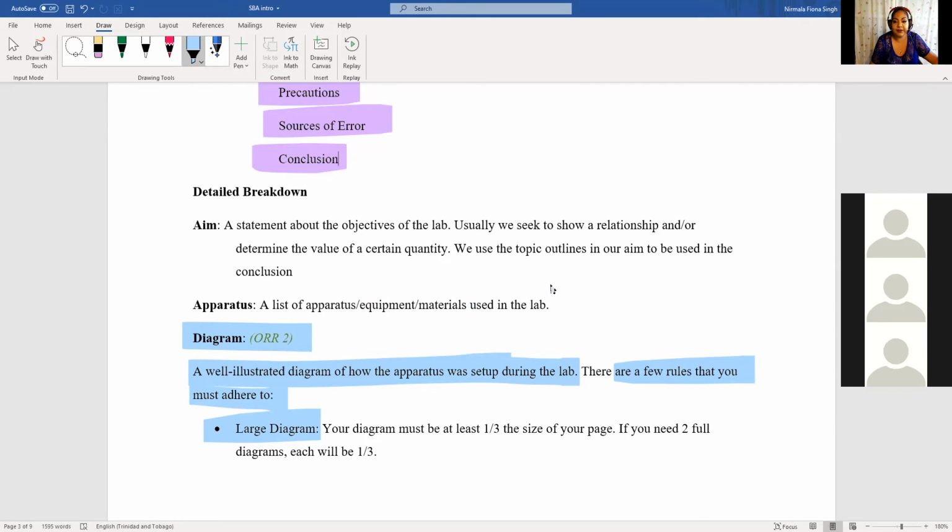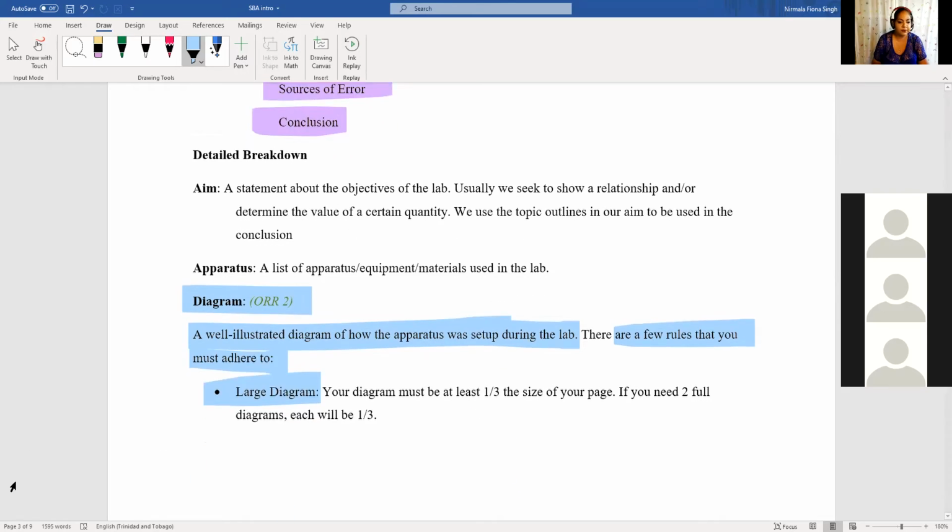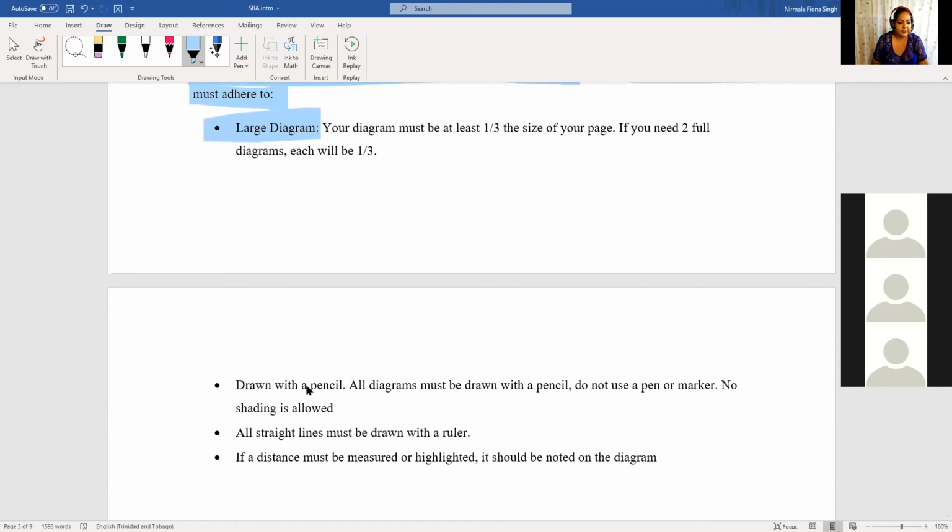Your lab book can hold up to 25 to 30 labs at CSEC. At CAPE, it holds 10. That's just to tell you the difference, the sheer amount of writing and work that you expect at CAPE level. But at CSEC level, you can fit probably about 25 labs in that lab book. So you have lots of space to write and to do your drawings. So one, we want a large diagram.